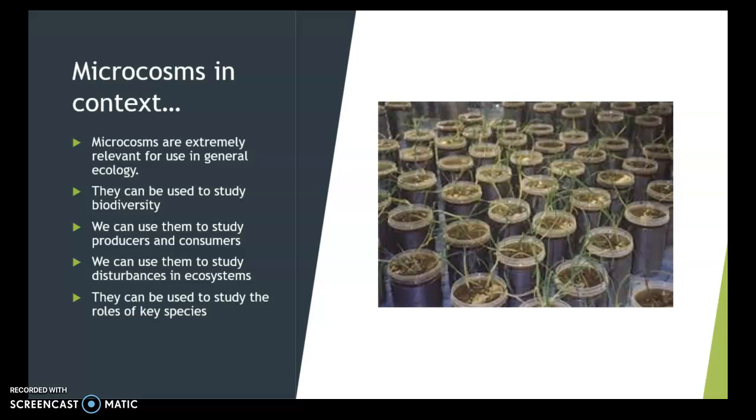Microcosms are used in a lot of different sciences to study a lot of different things, and we can take our microcosms and build them how we want to see what different outcomes we can get with different varieties of autotrophs, heterotrophs, and whatnot.